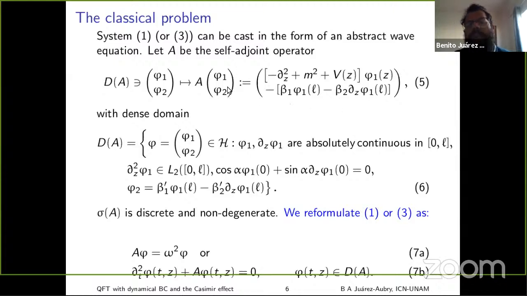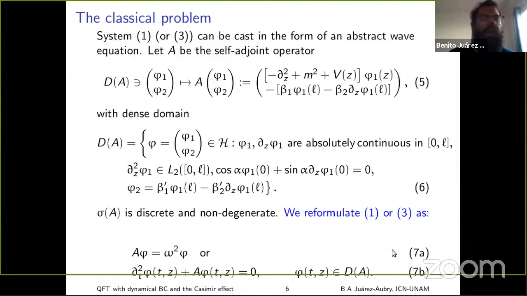You can see that it erases the information of phi2, the boundary component of the object on which it acts. And then for its domain, there are some regularity conditions that are a bit technical. But what is more interesting to note is that, as in many other boundary value problems, the domain of this operator implements the boundary condition. So you want the boundary condition on the left endpoint to hold: this is the Robin boundary condition at z equals 0. And on the right endpoint, you impose your dynamical boundary condition. So you see, when phi2 has this form, you can exactly cast the original problem as an abstract wave equation, as in equation 7b, or as an eigenvalue equation, as in equation 7a.